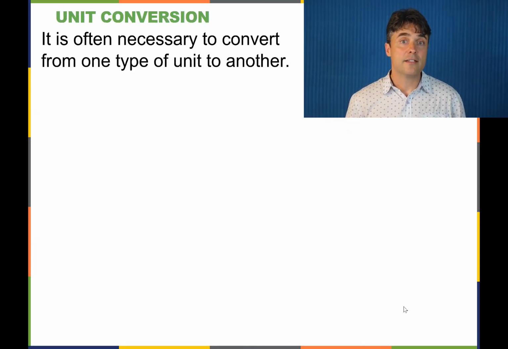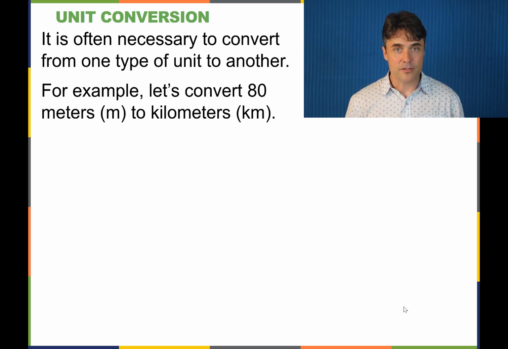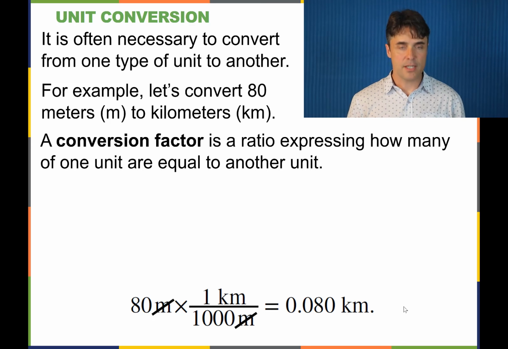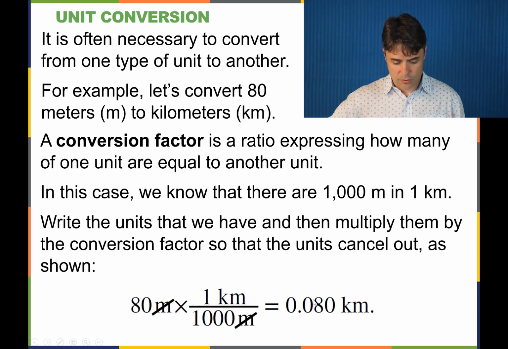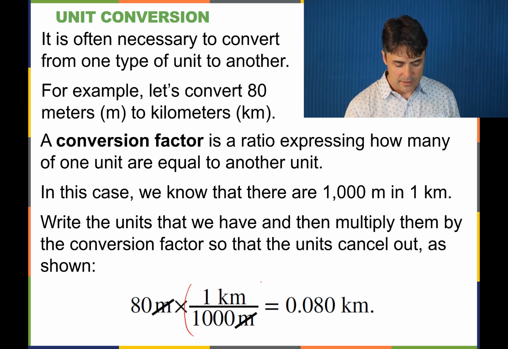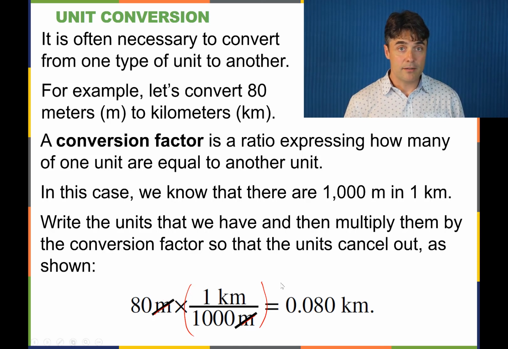Often, in science, it's necessary to convert from one type of unit to another. For example, what if we wanted to convert 80 meters into kilometers? One way of doing this is to use a conversion factor of 1. A conversion factor of 1 is a ratio expressing how many of one unit are equal to another unit. In this case, we know that 1,000 meters is the same as 1 kilometer. So our conversion factor can be either 1 kilometer over 1,000 meters or 1,000 meters over 1 kilometer. To convert 80 meters into kilometers, we need to multiply by something that has the meters on the bottom. So the meters cancel the meters in the 80 meters. Then we just multiply 80 times 1, then divide by 1,000 to get 0.08. And the units of that are kilometers.